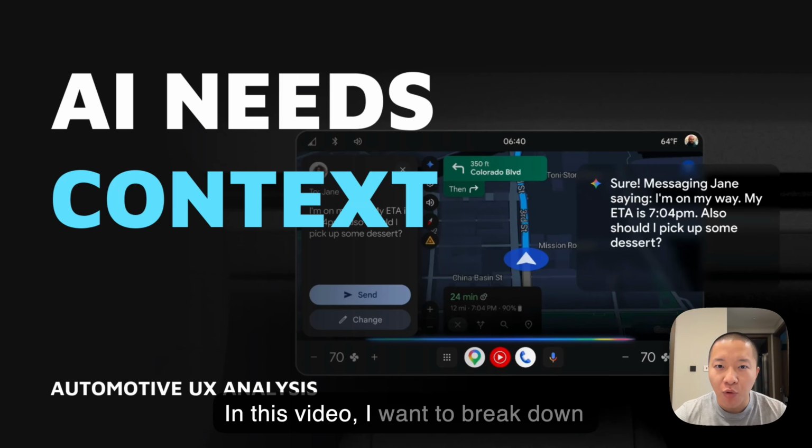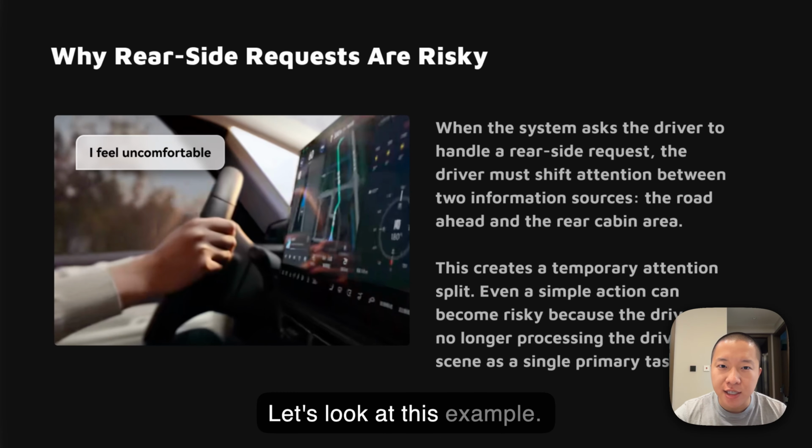In this video, I want to break down how memory changes the cost of every interaction, why context is the missing piece in automotive AI today, and what that shift means for how we design the cabin. Let's look at this example.